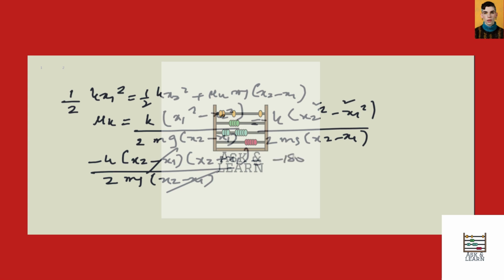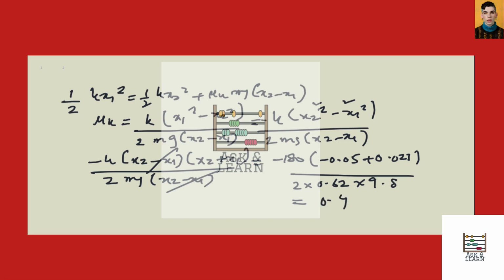So now we plug in the values. Negative 180 times negative 0.05 plus 0.023, which is x2 plus x1, divided by 2 times the mass, which is 6.62, times 9.8. If you solve that, you will get 0.4 as the coefficient of friction.